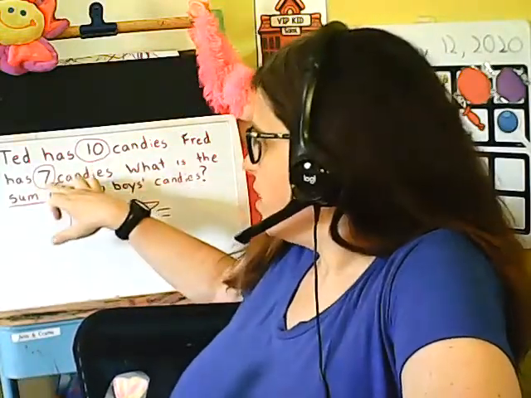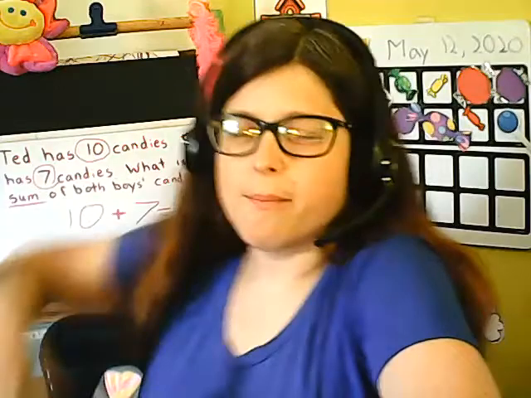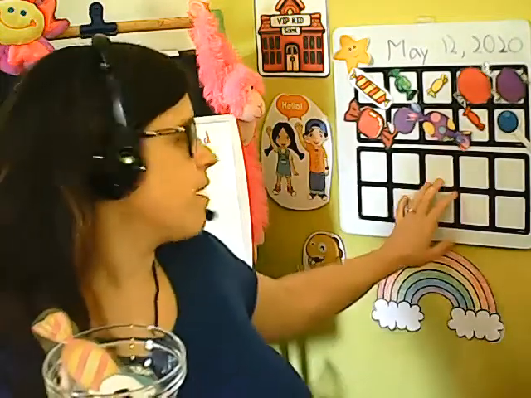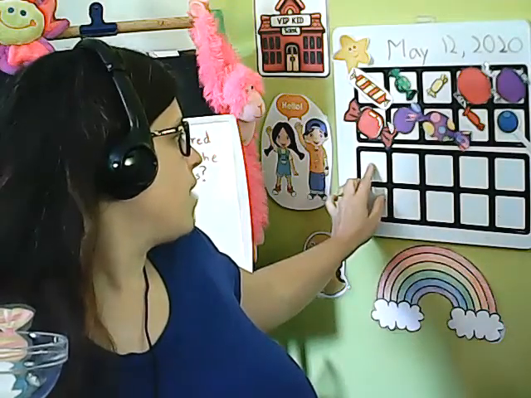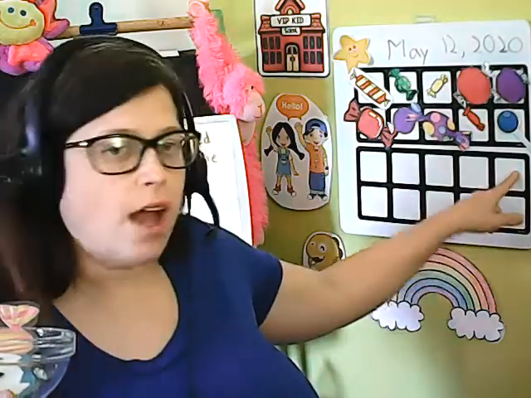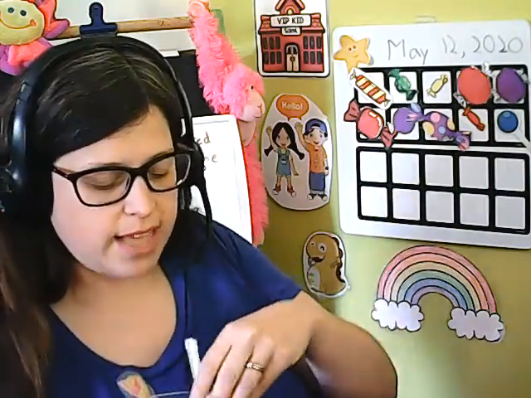Fred has 7 candies. So in the bottom 10 frame, we're going to put 7 candies. We are going to start from the left, move our way right, and from the top to the bottom. Let's count to 7.